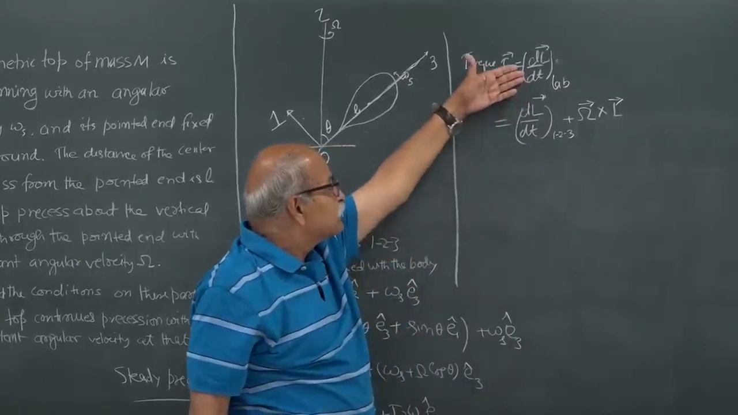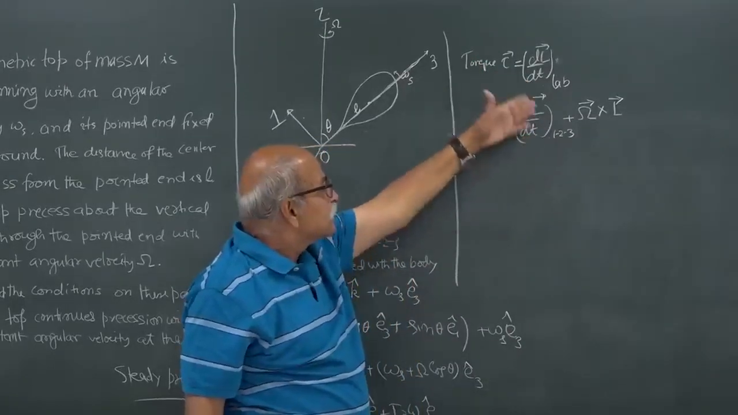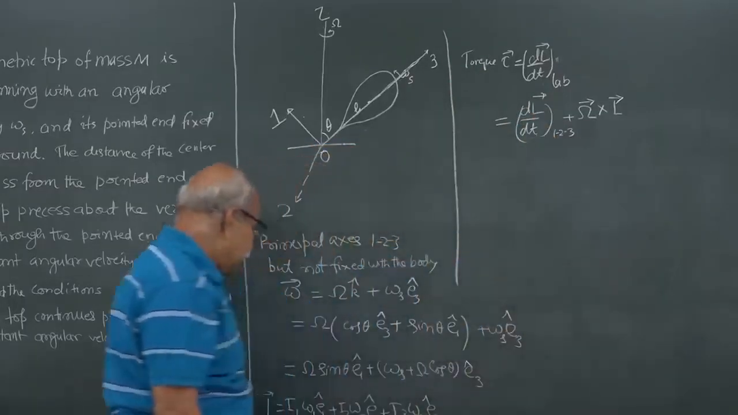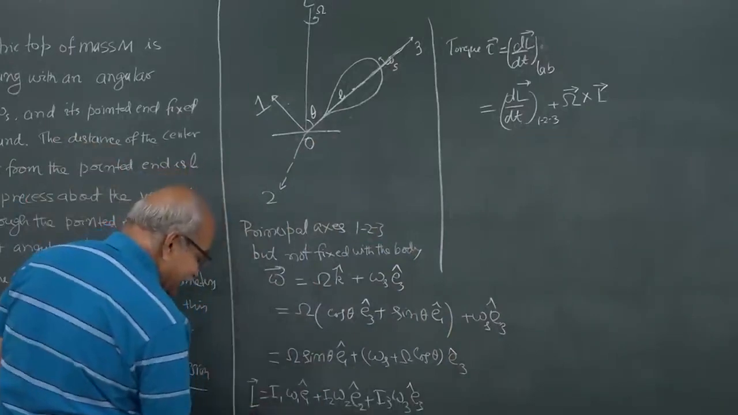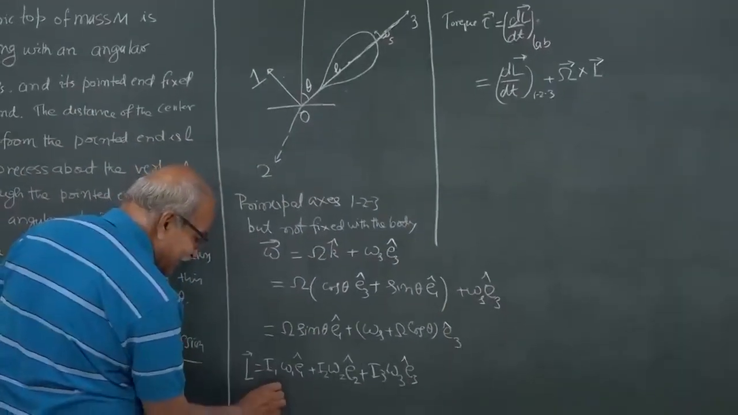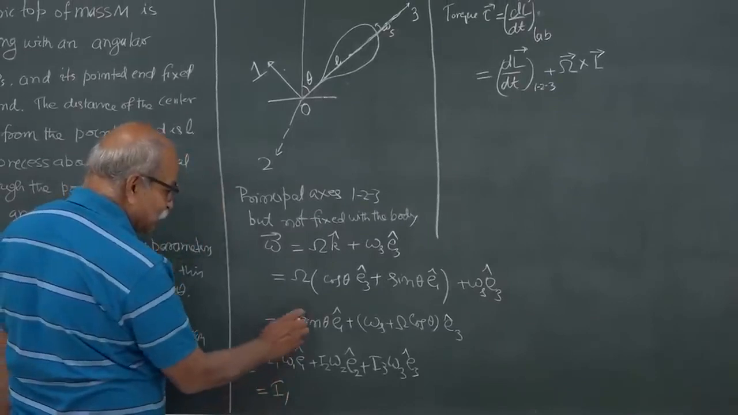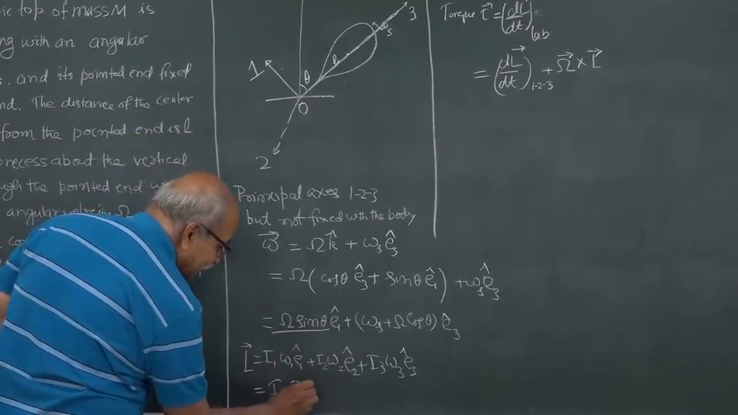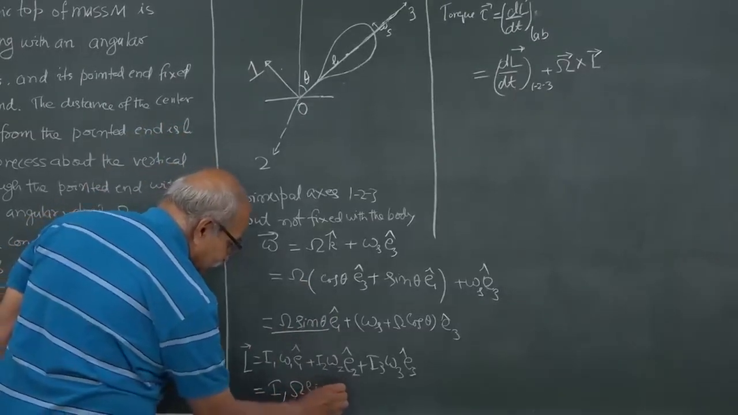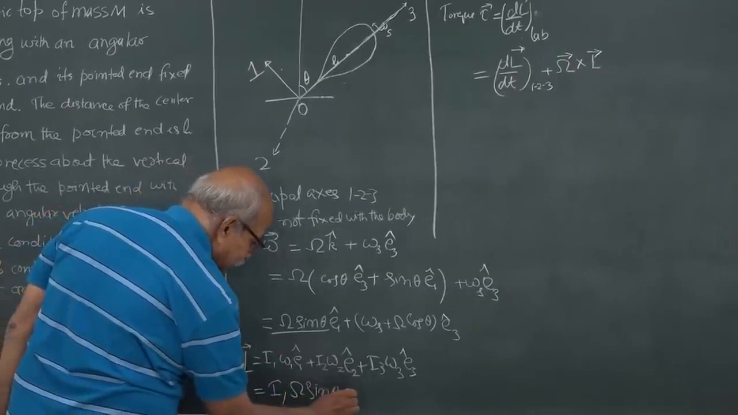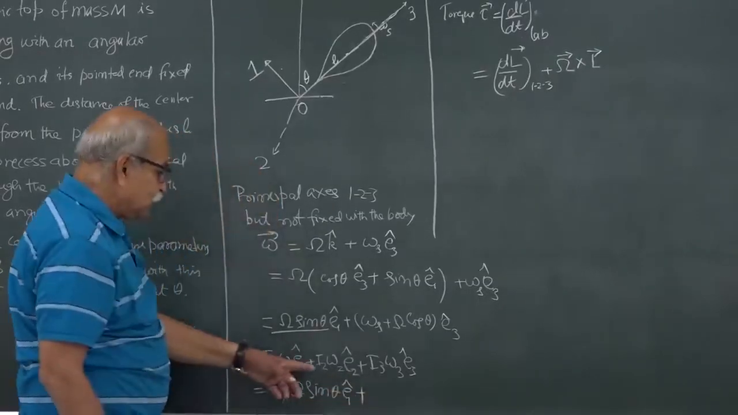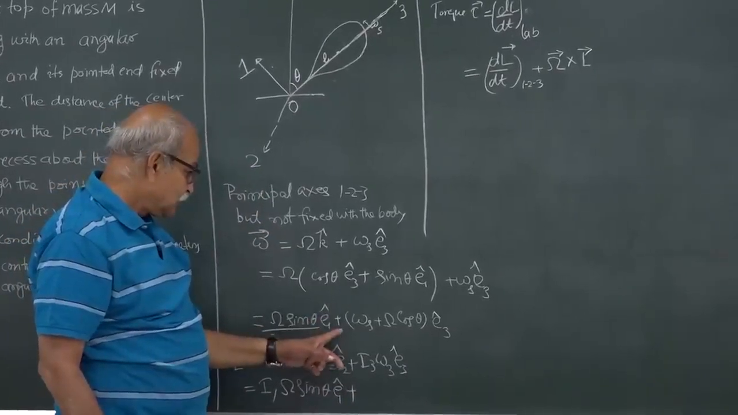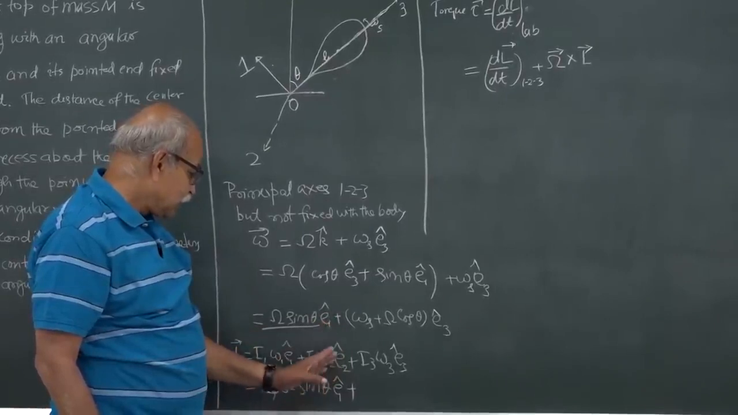This is our lab frame or inertial frame. So, this is our relation, that is what we will be using. What is dL/dt in the 1 2 3 frame? Here is L, this is equal to I1 into omega 1. What is omega 1? Omega 1 is this, omega sin theta, and this is omega 1 E1 cap plus I2 into omega 2. What is omega 2? Omega 2 is 0, there is no omega 2 here, and so I do not have to write this.